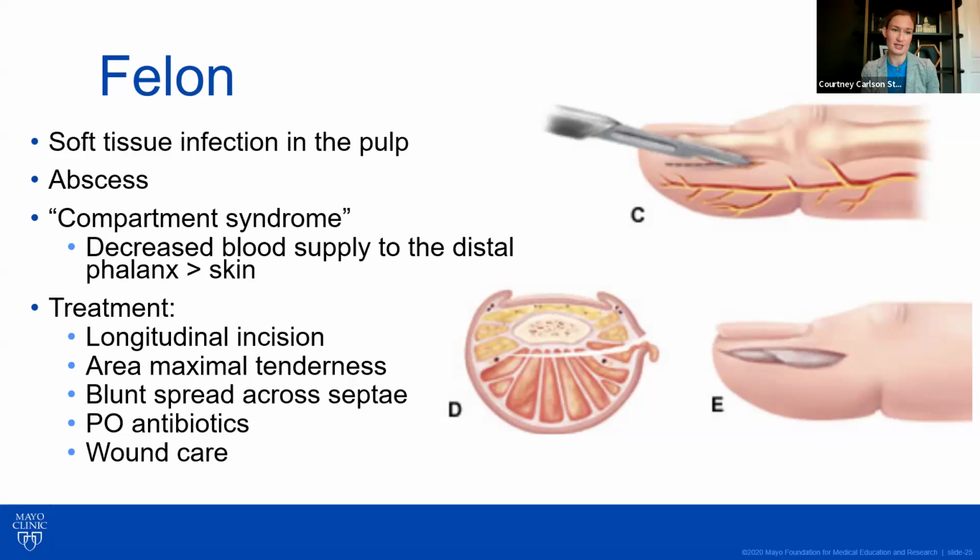And the treatment, sort of similar to a paronychia, is after a good digital block, doing a longitudinal incision over the area of the maximal fluctuance and pain. So either doing a longitudinal incision on the ulnar or radial side, or directly in the middle, at whatever the area of your maximal tenderness is. And then you can use a hemostat to do blunt spreading. You want to get across the septae that will be present in the pulp to make sure you decompress any areas of abscesses. And then similarly, you'll start wound care and do some PO antibiotics for your patients.